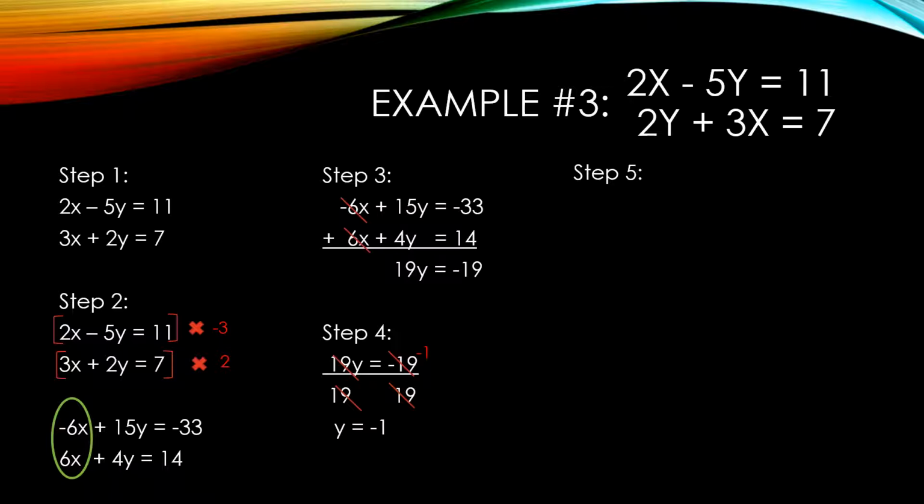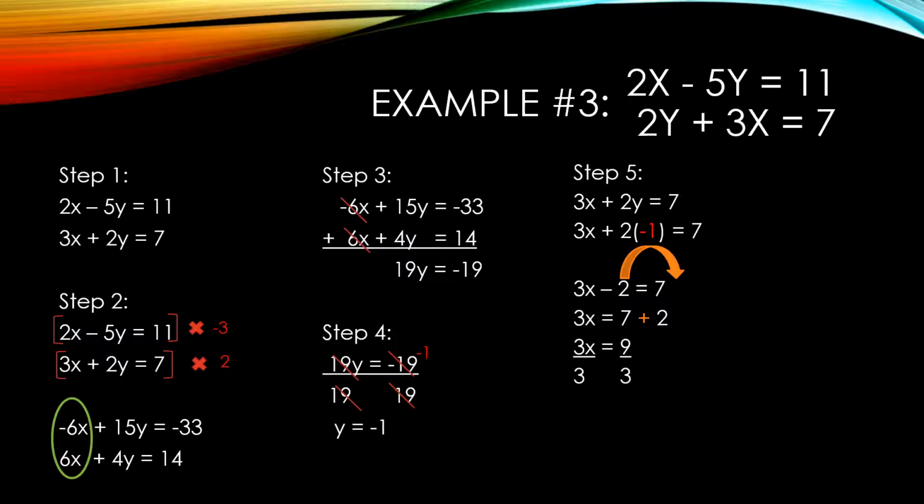Step number 5, we're going to use substitution. Now that we know what the value is for y, we take one of the two equations, substitute negative 1 for y, rearrange where needed so that we can collect our like terms, and simplify. Do a little bit of algebra here, dividing out by the coefficient of x to find the value of x, and x will equal 3. Therefore, our point of intersection between this system of equations is 3 and negative 1.